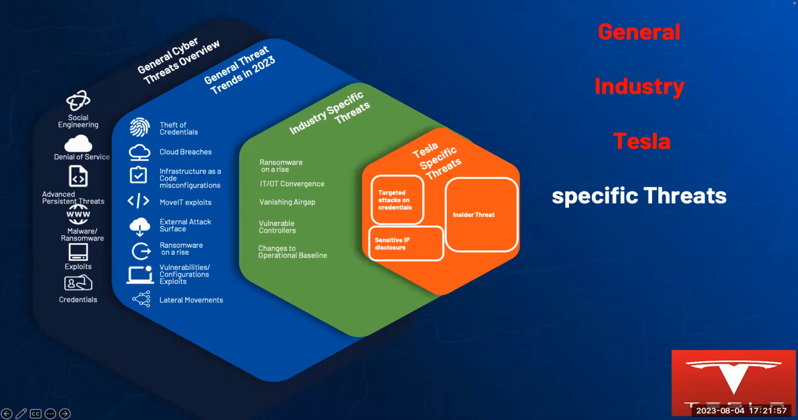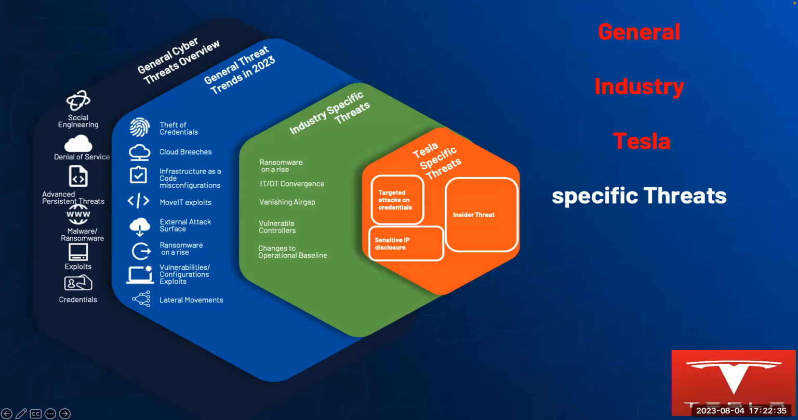What are the general threat trends in 2023? While we're looking at the theft of credentials as the top of the hierarchy, there are multiple cloud breaches, infrastructure as code misconfigurations in the cloud. The recent exploit of MOVEit showed how prevalent it became in 2023, as well as the external attack surface. Ransomware is on the rise, and obviously the lateral movements. Once the attacker gets into the network, it tends to seek privileges to elevate those in order to exploit further and take complete command and control.